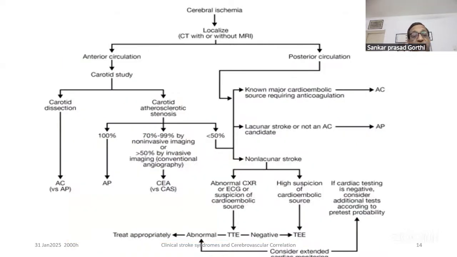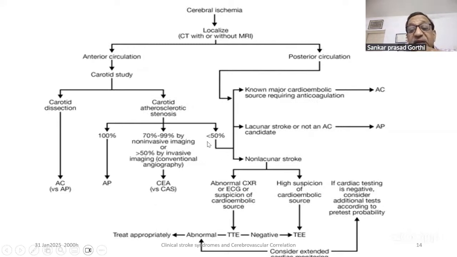Okay, so a broad outlook of what happens in stroke management is given here. If it is an anterior circulation stroke, after the stroke you have to do a carotid study. If there is dissection, there is a different plan. If there is atherosclerotic stenosis, 100% stenosis, well, nothing can be done. If the stenosis is between 70 to 99% by carotid Doppler or MR angiography or CT angiography, then carotid endarterectomy or stenting is one of the things.